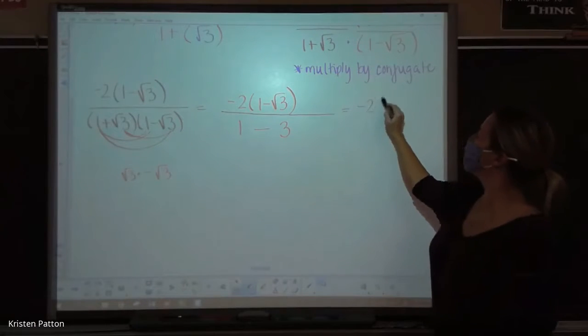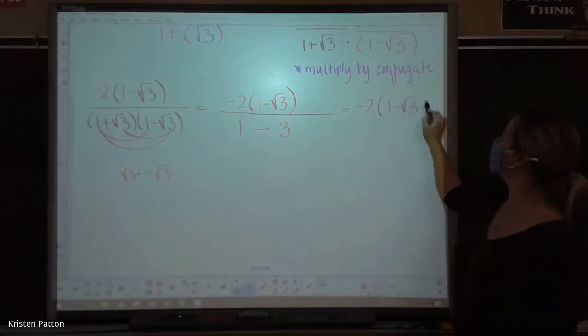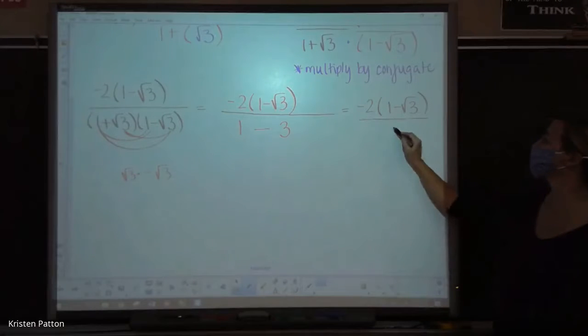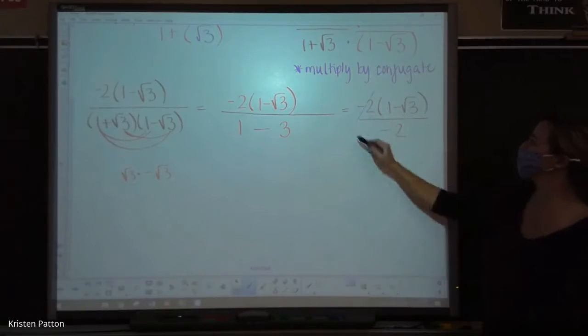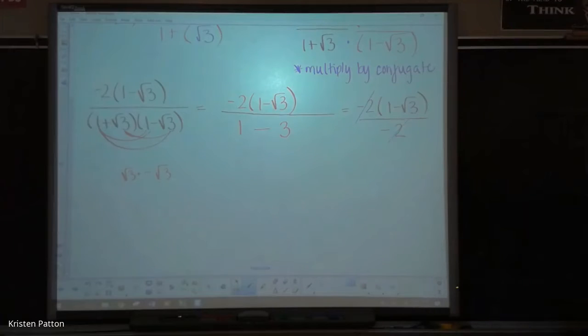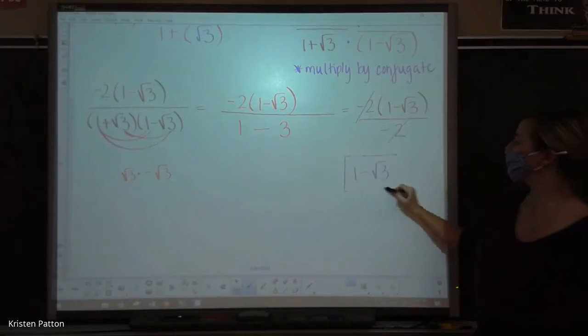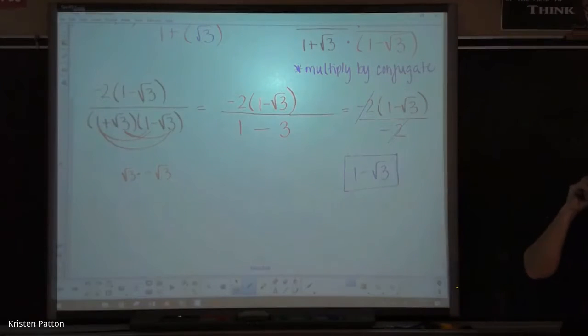So again, I'm not going to distribute the top because I'm maybe thinking we can reduce this. That's how we reduce fractions. We leave them factored. Oh my gosh, it's perfect, isn't it? I have a -2 divided by a -2. I'm glad I didn't distribute that -2 because then I would have ended up factoring it back out. And we're left with 1 minus radical 3.